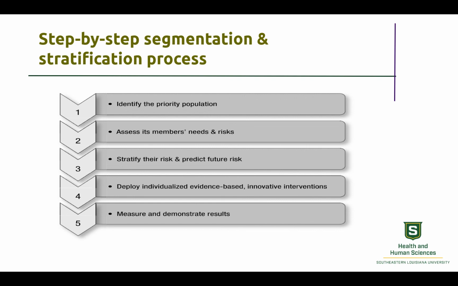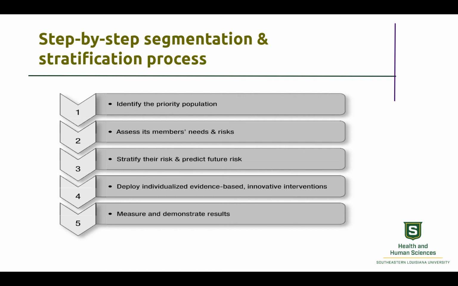So make sure you identify the priority population, because healthcare costs a lot of money, and we want to be careful when we're spending and put money into the places that are most needed. After we have identified the priority population, we have to understand the needs of the people within that population and what their risks are, and then stratify it and predict how this person is going to be in terms of risk in the next 6 months, how it is going to be in the next 1 year, and so on.